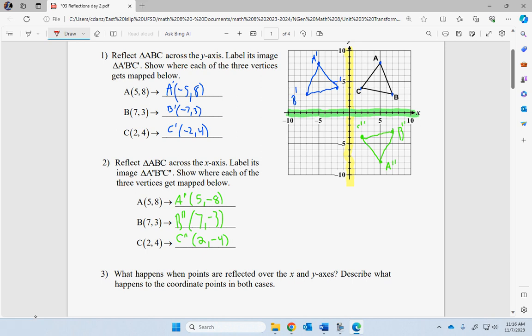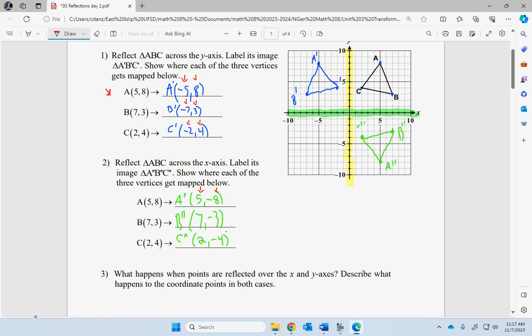notice up here in number 1 when I reflected over the y-axis that the sign of the x changed, but the y stayed the same in all of these, right? It went from 7 to -7, but the y stayed a 3. The x went from 2 to -2, but the y stayed a 4. And something interesting happens when you go over the x-axis. So the x-coordinate stayed the same, but now the y-coordinate changed signs.